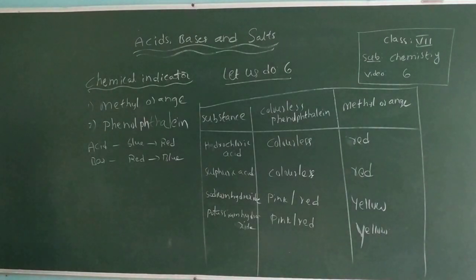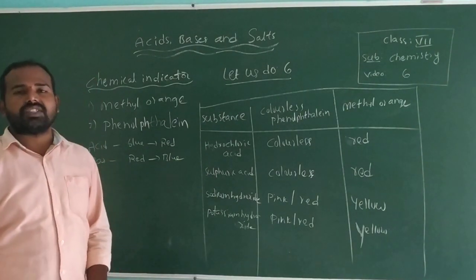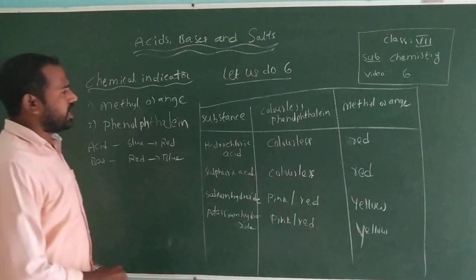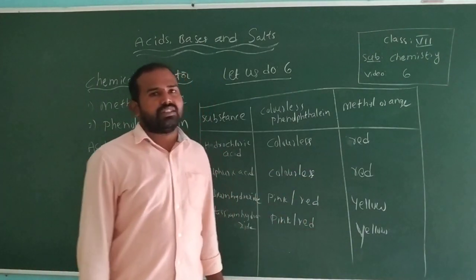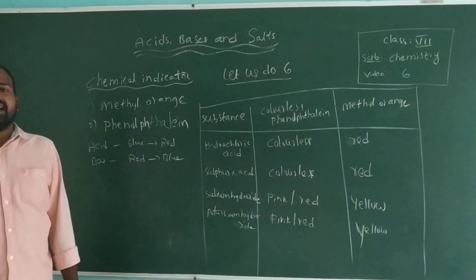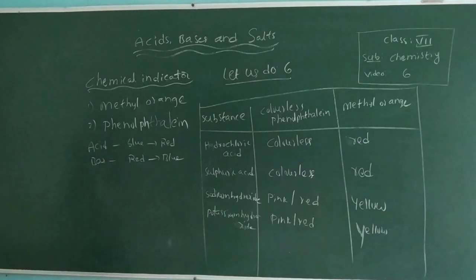Now, can you distinguish acids and bases using indicators? Yes, by using indicators we can distinguish acids and bases. What would be the criteria for deciding this? Color changes. By the color changes of indicators, we can decide whether a substance is an acid or a base.